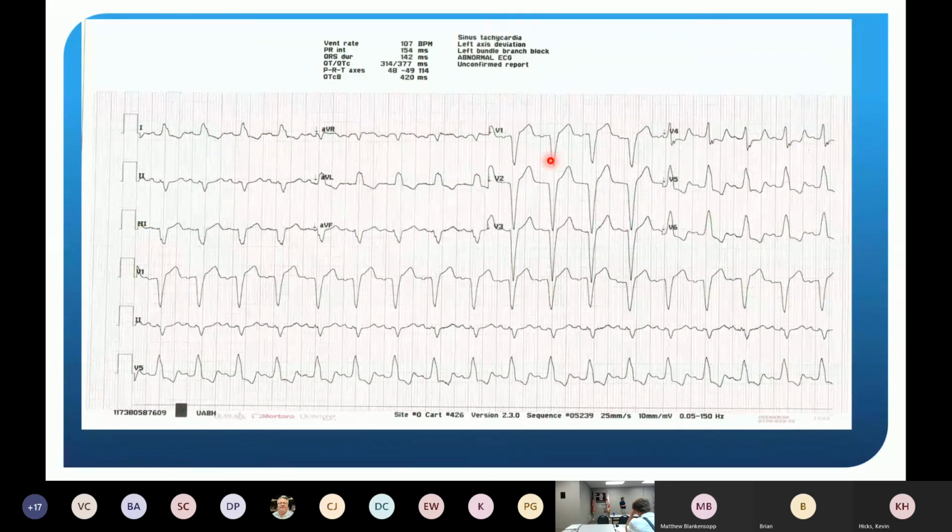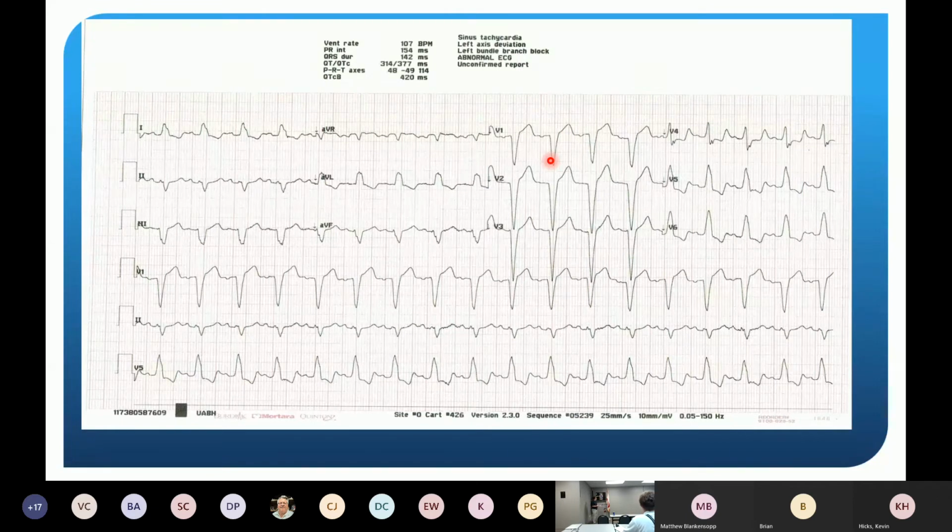So I really can't call this a STEMI at this point in the game because it's a left bundle, because I'm going to have these ST changes septally and anteriorly. So this is a left bundle branch block. It's an abnormal EKG, but it does not really meet STEMI criteria. In the past, years ago, if somebody came in with chest pain, was diaphoretic, and we saw this EKG, we would say, all right, maybe it's a STEMI, maybe it's not. We're going to treat them like it's a STEMI because they got a left bundle, and we don't know if that ST elevation is real or not real.